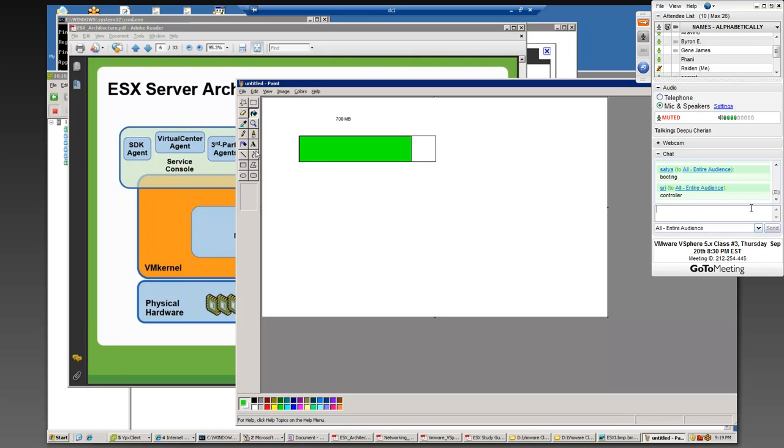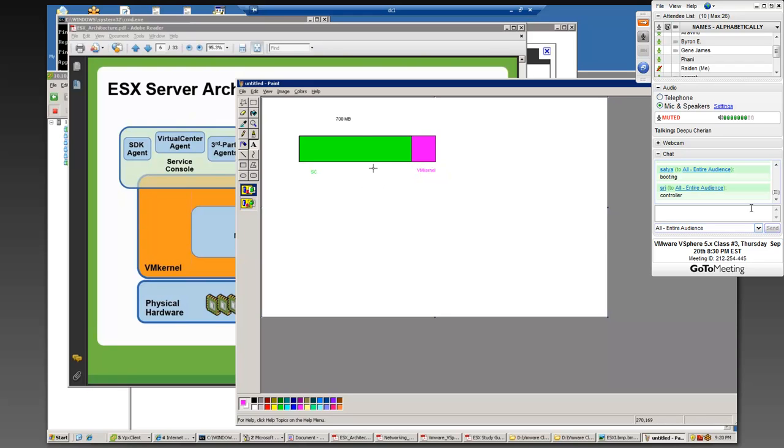this much, the green side, is actually the service console, which is around 550 or 600 MB. Let's take 600 MB. 600 MB is the Red Hat Linux. And the remaining 100 MB is what? VM kernel. So this is what it is actually.